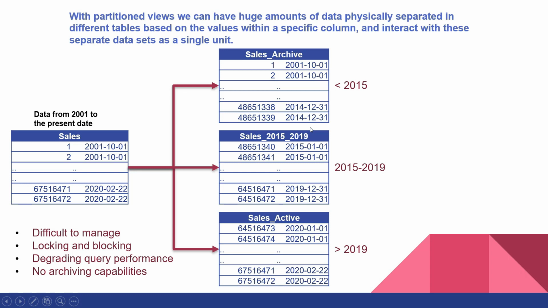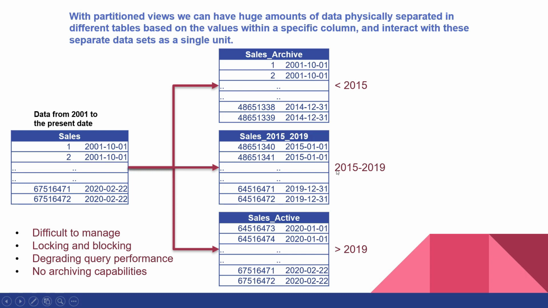In this example, the sales data is horizontally split based on the date column. This is achieved by making use of the check constraint. The constraint will be created on the partition key column, which is the column that determines the range of data each member table will store. This column has to be part of the primary key on each member table. We'll look at this later on in this video.